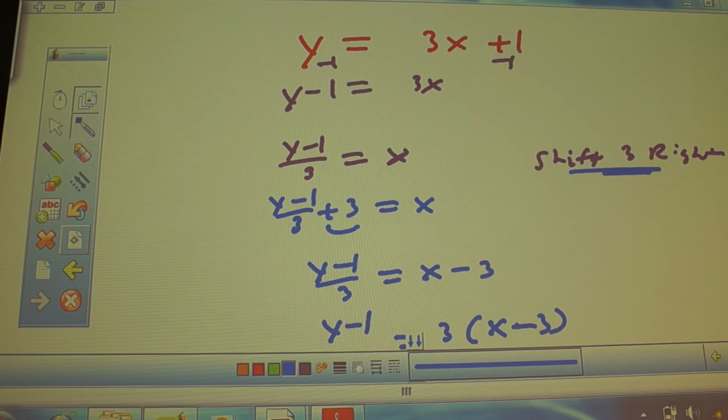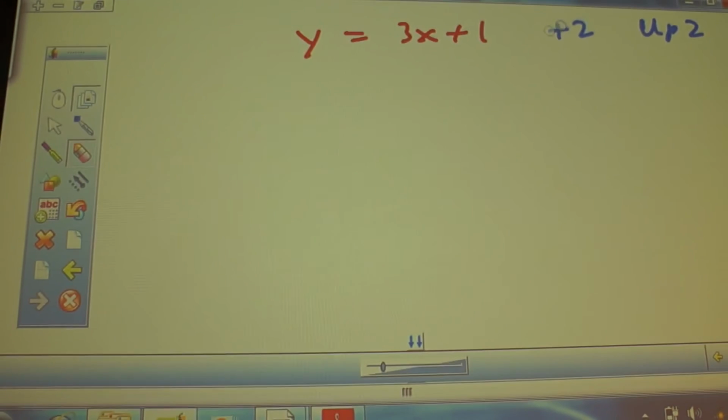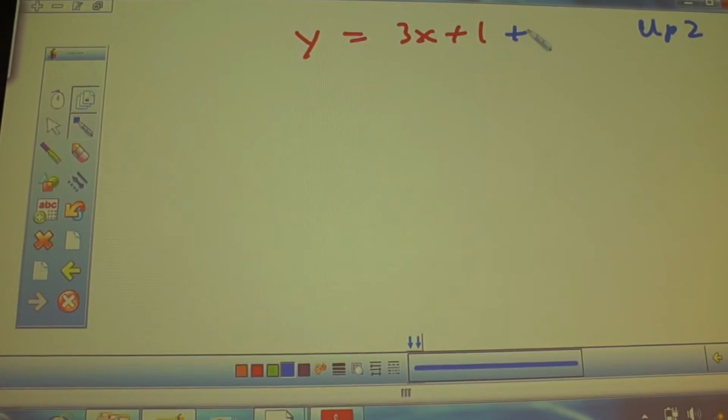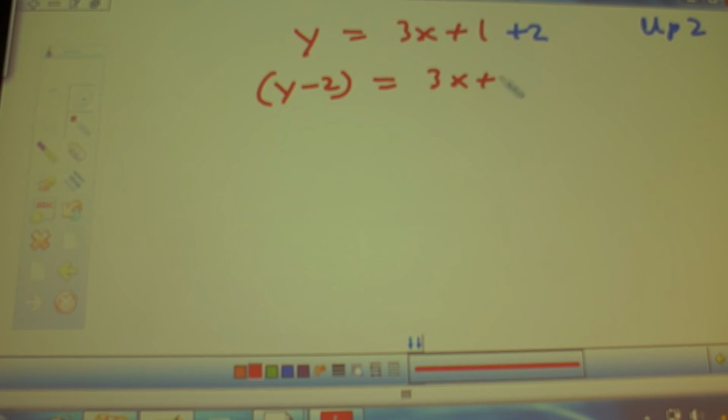If I shift the y, I have y equals 3x plus 1. If it was on the same side as y, and I want to shift it plus 2, up 2, I do the plus 2 here. If I was putting it on the same side as y, this would be y minus 2 equals 3x plus 1. Do you guys sort of see what I'm saying?